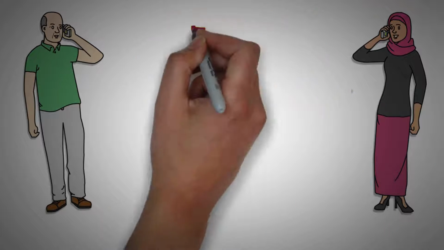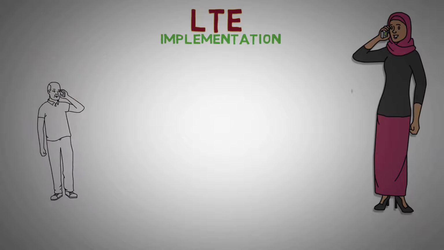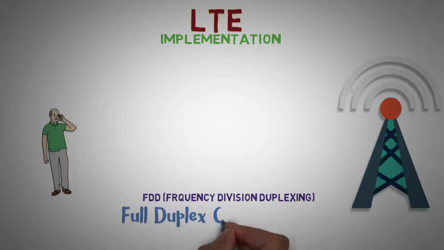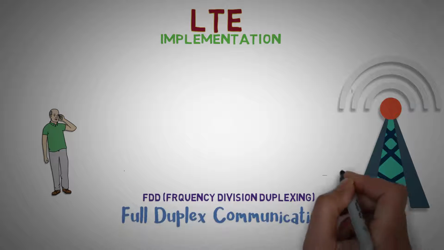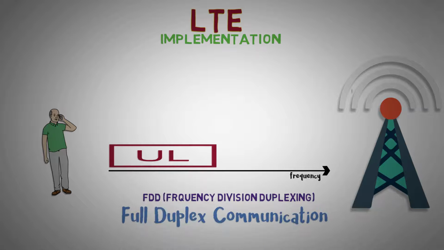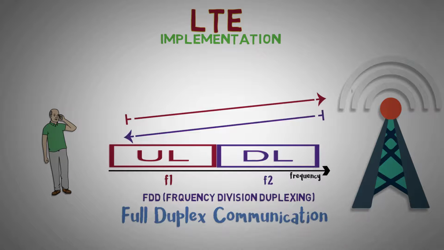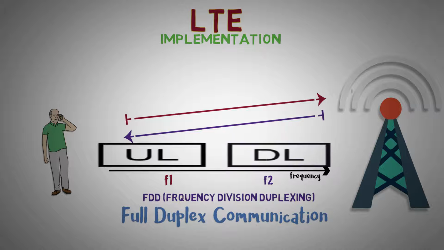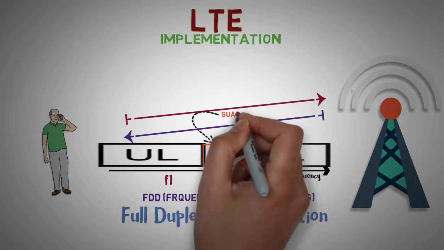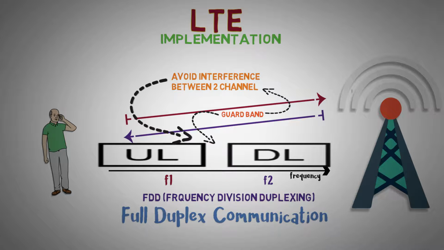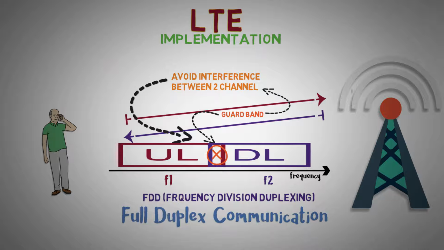Now let us see how it is implemented in LTE, long-term evolution. Frequency division duplexing, FDD, is a method for establishing a full duplex communications link that uses two different radio carrier frequencies for transmitting uplink and receiving downlink. Both the channels are separated by a defined offset frequency, which is also known as guard band. The main purpose of selecting a guard band is to stop the interference between uplink channel and downlink channel.